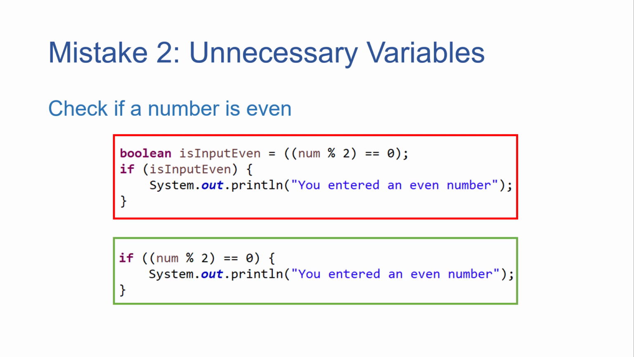A simpler way to do this is to just put the actual Boolean check in your if statement, unless you want to keep this result, which more than likely you don't. In this case you don't really care after you do that check whether or not it's even, so there's no reason to store that value in a variable.